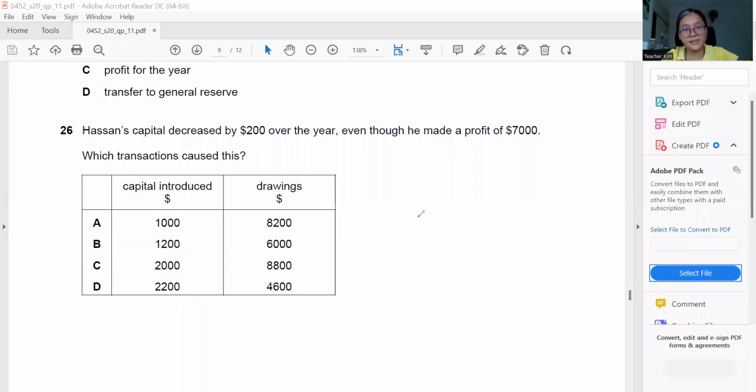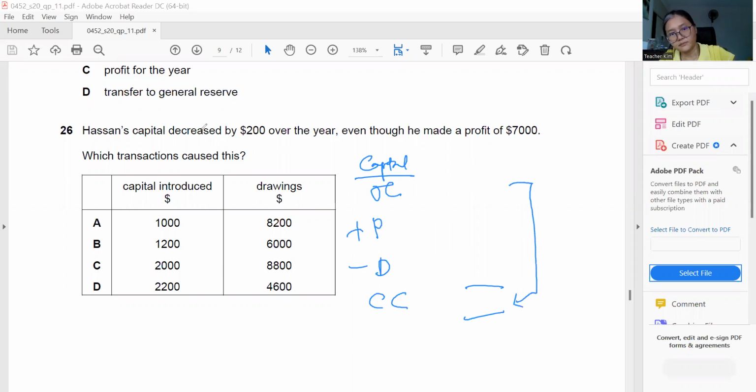26. Hassan's capital decreased by 200 over the year, even though he made a profit of 7,000. Which transaction caused this? So the formula to calculate capital: opening capital plus profit minus drawings equals closing capital. This and this reduced by 200, even though he made a profit of 7,000.